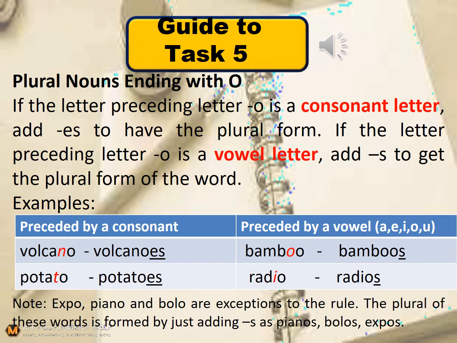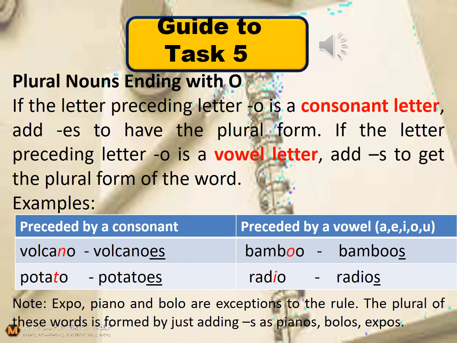Guide to task 5. So if the letter preceding letter O is a consonant letter, so do not forget consonant letter like B, C, D, F, G, H, J, K, L, and so on. So you will just add es to have the plural form. If the letter preceding letter O is a vowel letter, a, e, i, o, u, you just add s to get the plural form of the word.